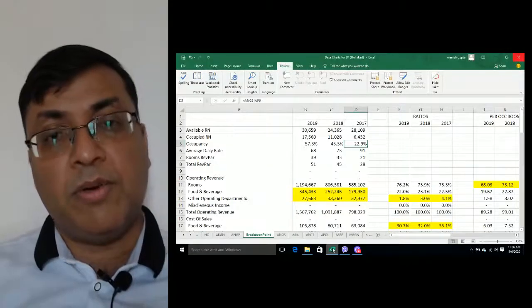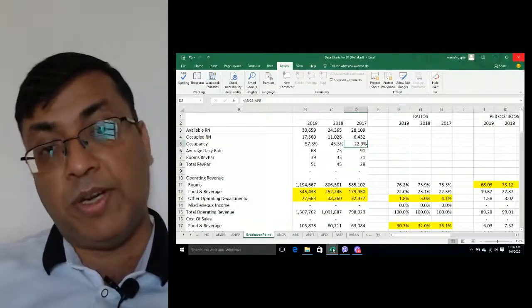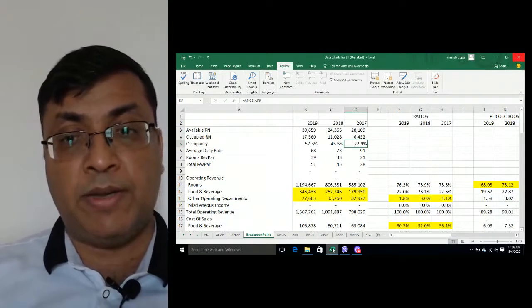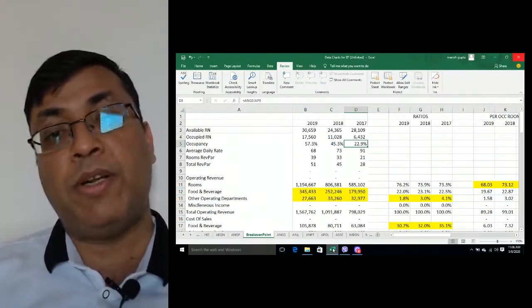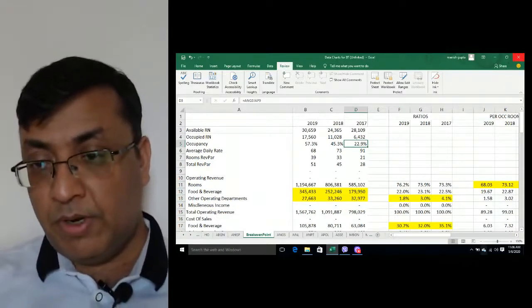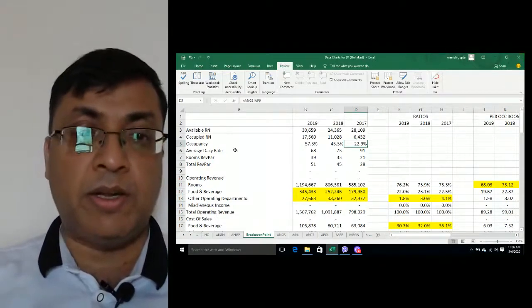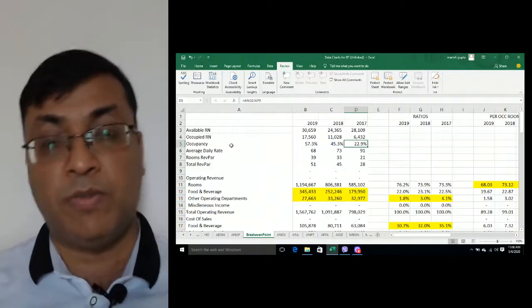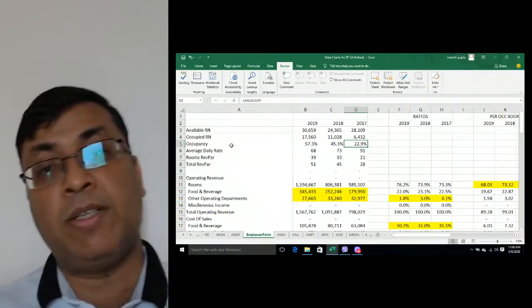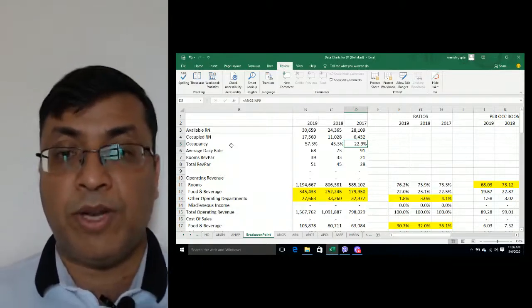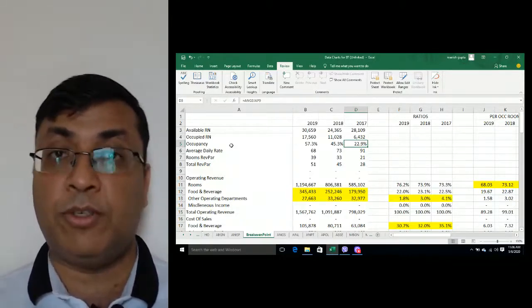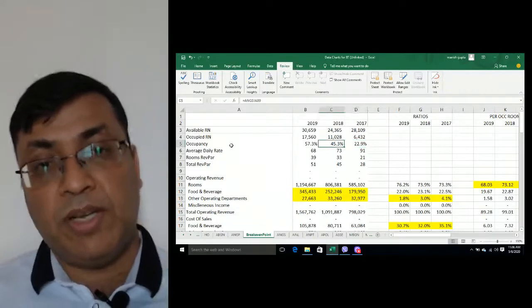Hello. Now let us look at how we can calculate and understand a break-even point for a hotel, which is a full-fledged hotel. So I'm taking up an example of one hotel here. Let's try to understand what is the profit and loss, and then what are the steps to calculate the break-even point for this hotel.